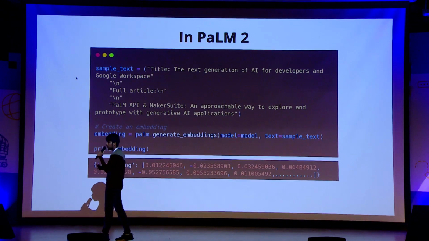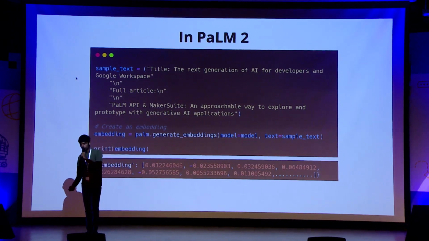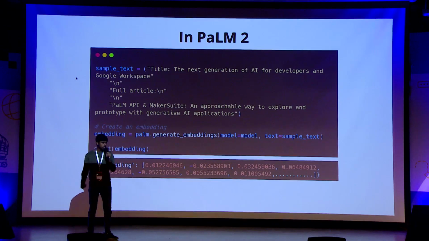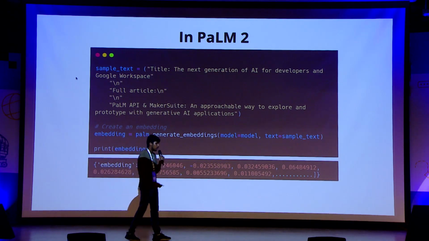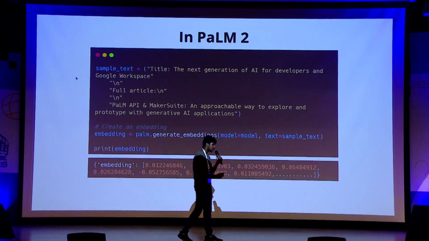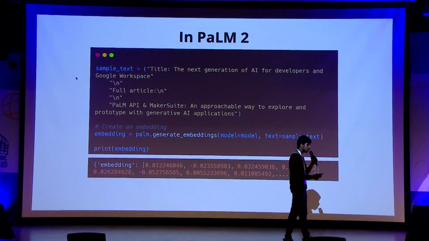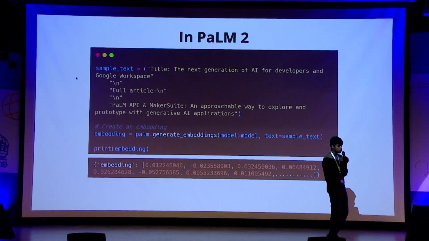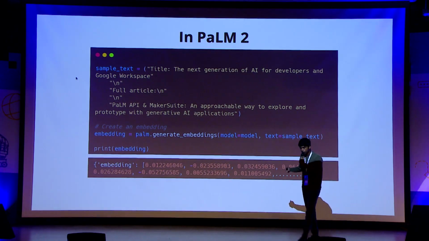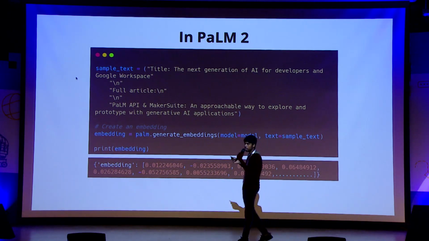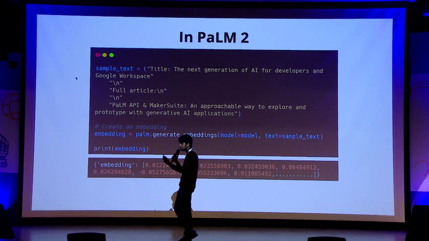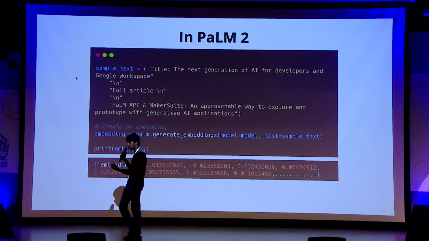So this is a tiny implementation of how you can use vectors. We'll be using generate embeddings from the same package, and we'll pass our model as well as the sample text that we want to convert into embeddings. And this is what the output is. The output is a huge array of numbers, I guess 768 in length, that captures meaning from our given data, right?